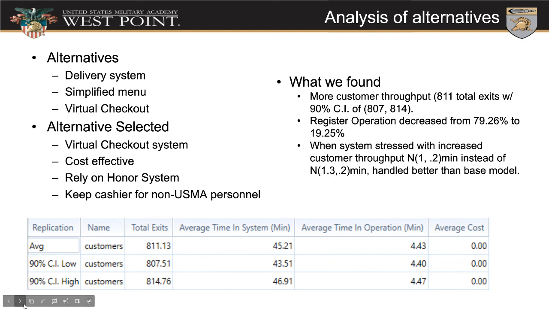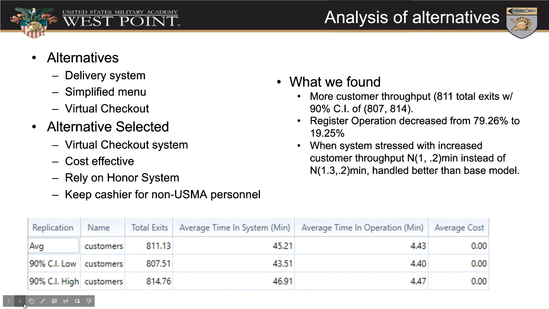And what we found with this is that we went from a throughput of about 667 customers in our previous simulation all the way up to 811, right, with a 90% confidence interval of 807 to 814. So this is about 150 more exits per day of operation within the system, as well as our register utilization decreasing about 60%, which is huge. We thought that this would be effective because it would only take a small amount of money to develop this app, but the additional customers would make up for it.